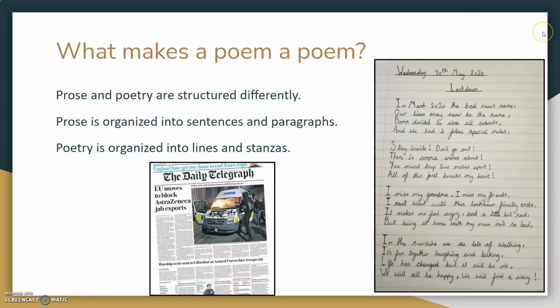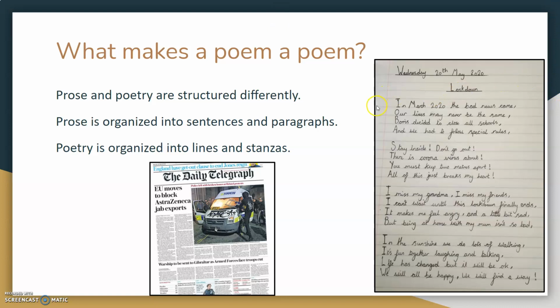So just as a quick review here, remember that prose is our everyday sort of writing that we find in novels, textbooks, newspapers. Now, prose is organized differently than poetry because prose is organized into sentences and paragraphs, whereas a poem is organized into lines and stanzas.